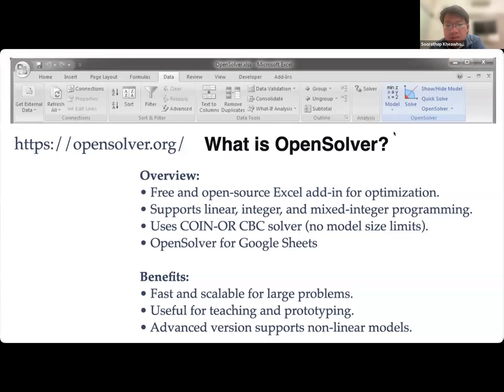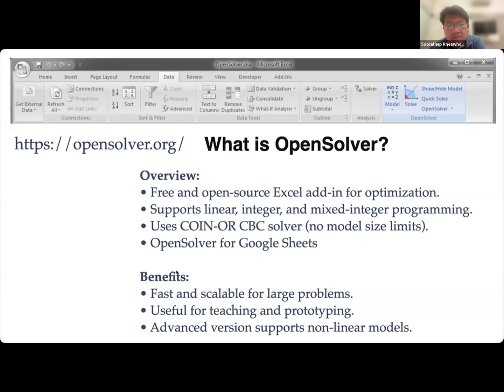You install this plugin, and it extends the capability of the solver in Excel. It supports not only linear programming, but you can also use it to solve integer and mixed integer programming, or even use the CoinOR CBC solver or other sophisticated solvers.